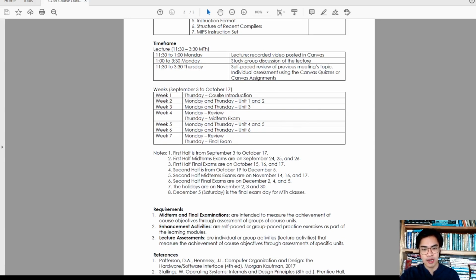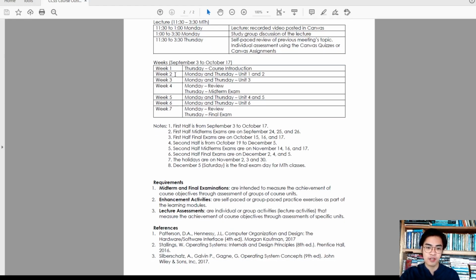Now, last week, course introduction. So I just posted this, and then for the second week, which starts now, we're going to discuss units 1 and 2. Next week we're going to discuss unit 3, and then after that you have 1 day for review, and then you have your examination. Then weeks 5, 6, and 7 follow the same pattern. So we discuss units 4 and 5 on the first week of finals. Second week of finals, we discuss unit 6. Last week of finals, the first day would be review, and the second day would be exam.